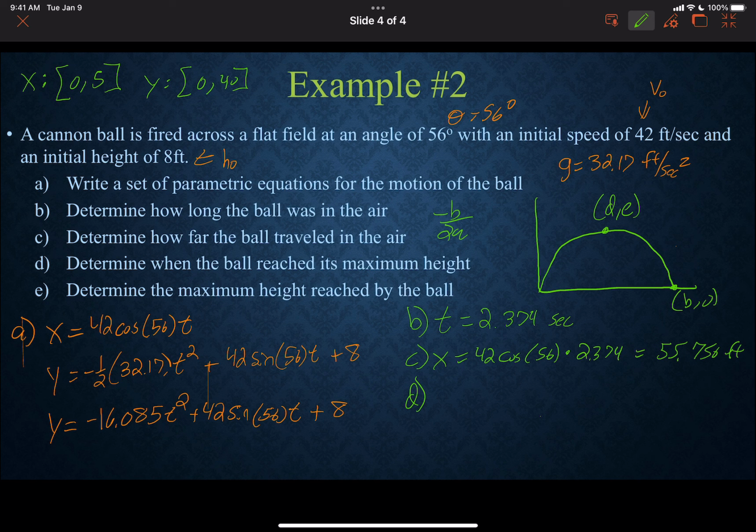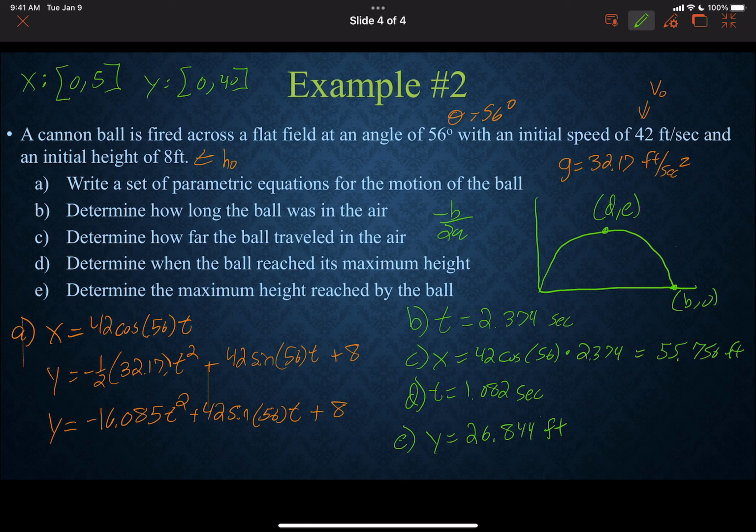Part D, the maximum point, either by doing negative b over 2a, so by doing negative 42 sine of 56 divided by 2 times the negative 16.085, or using the calculator, where's the max location. Either way, you're going to get 1.082 seconds. And then our y value, either taking that to plug into the y equation or, again, looking at the maximum location, which is the y coordinate of the max there, you're going to get 26.844 feet.